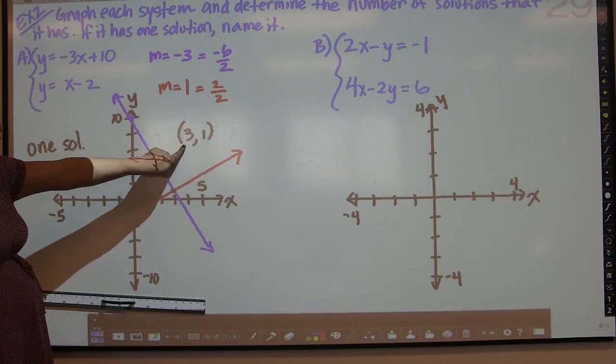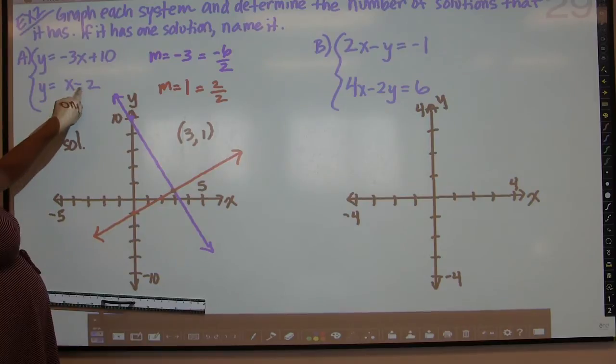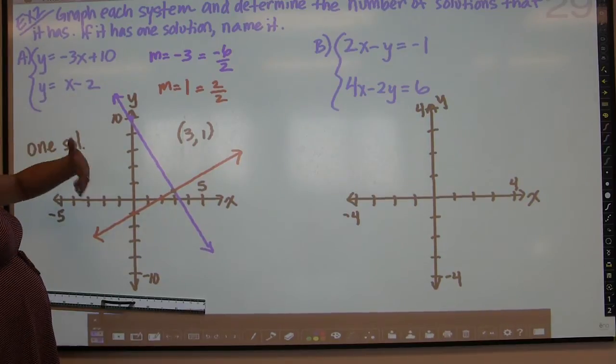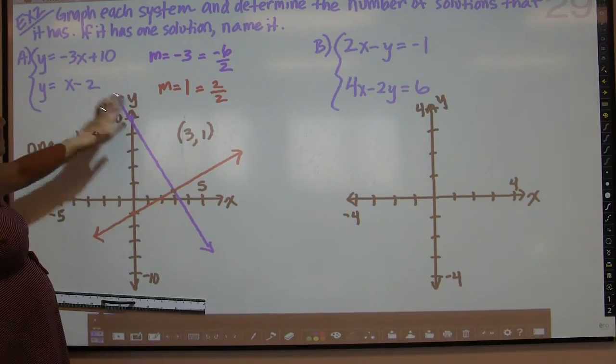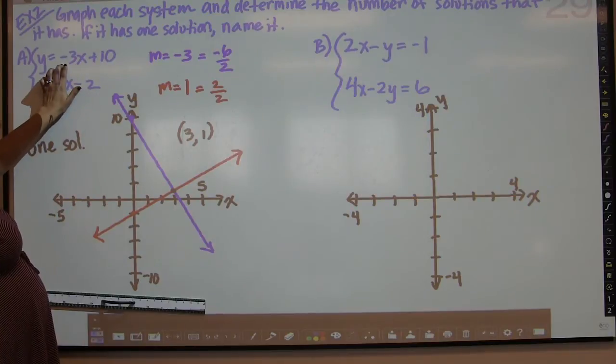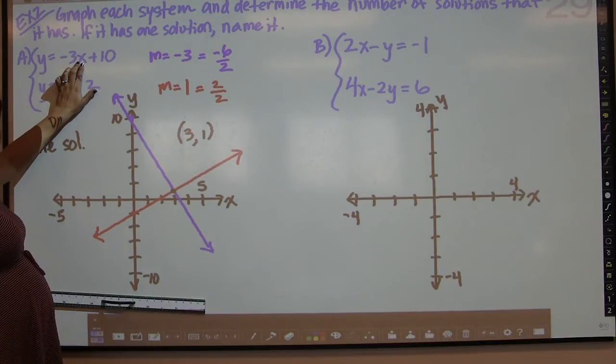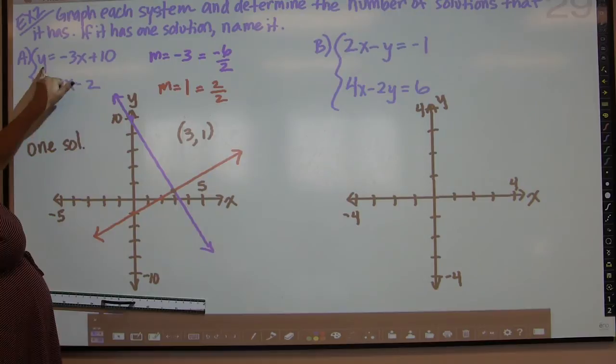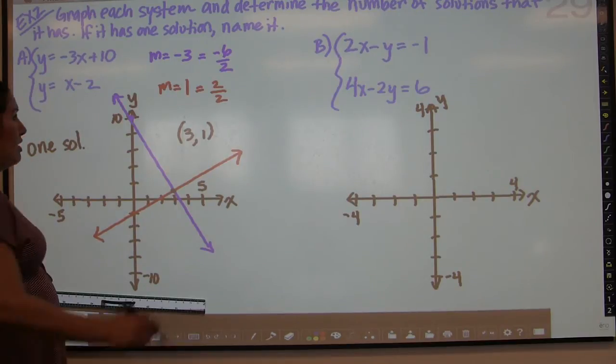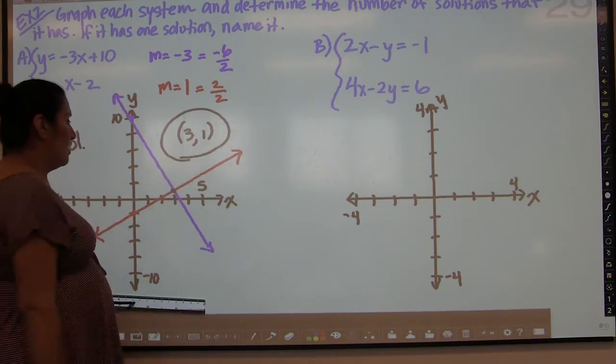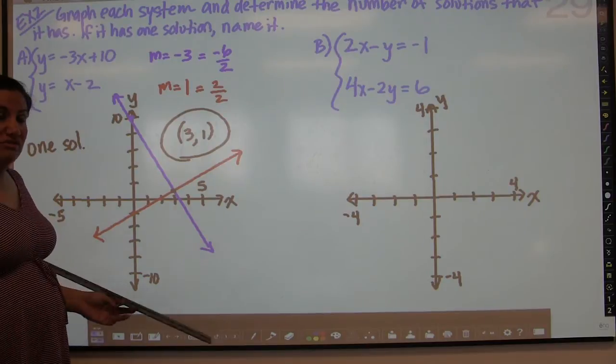And you can even check that by plugging it in. If I plug in a 3 for x, then that's 3 minus 2, which is 1, so y would equal 1, and it works. If I plug in the 3 to the top equation, I get negative 3 times 3, which is negative 9, and 10 minus 9 is 1, which would be the y-coordinate. So this is the right solution. But again, it's just important that you draw your graphs very carefully.